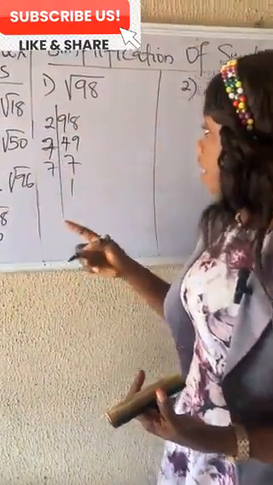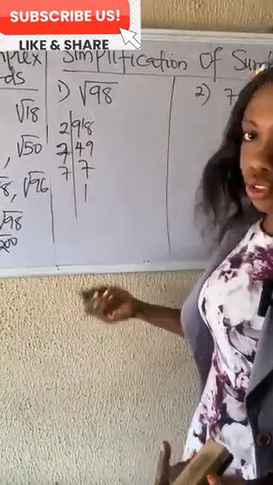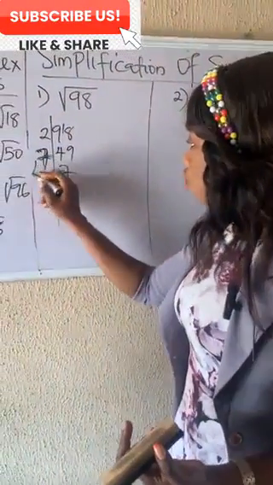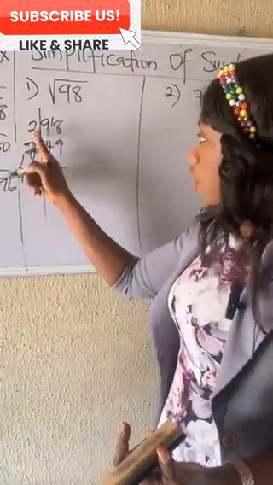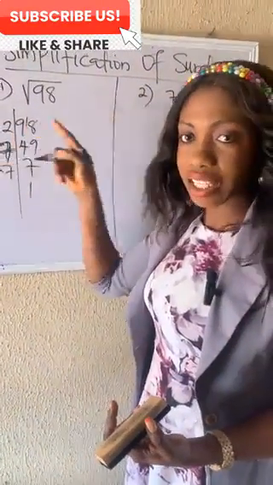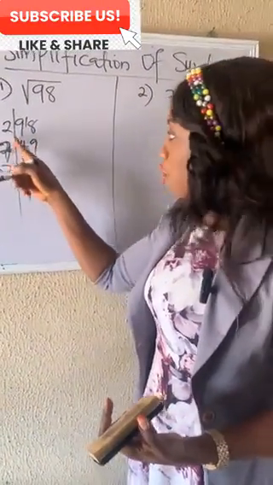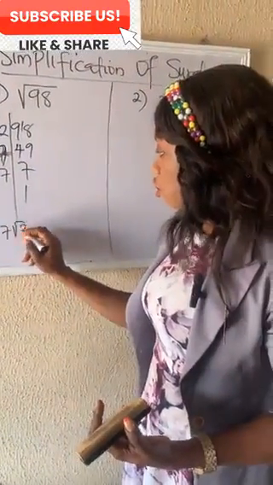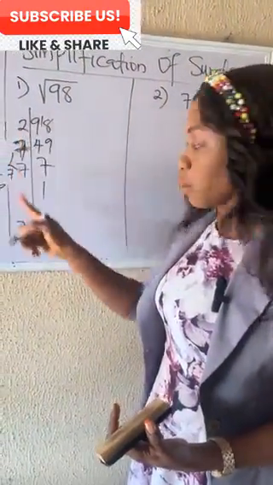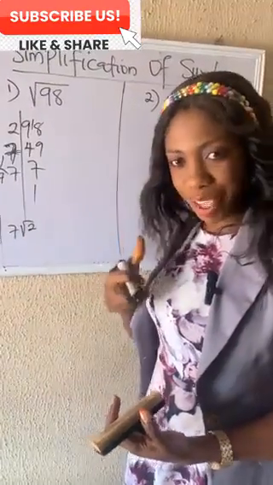So for 98, remember as usual, you are going to pair. If you pair, you pick one out of these 7s. This one does not have anything to be paired with, and that is why we call it sod. So because it has nothing to be paired with, our answer will be 7 sod 2. That one that has nothing to be paired with remains in the sod. I hope you are following.